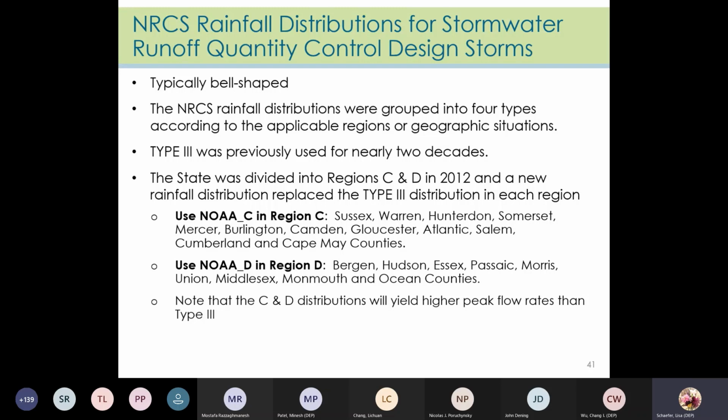And the type 3 distribution was previously used for almost 20 years. However, now we must all use NOAA C and D distributions, depending on which county we're in, per the 2012 bulletin from NRCS. And I will say that a coworker has been doing modeling with these, and we've learned that you can expect to see higher peak flows when using the C and D rainfall distributions.